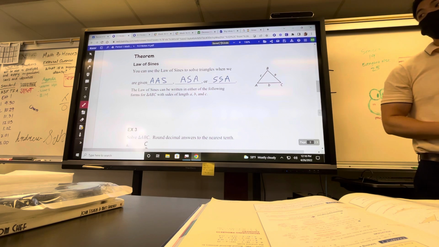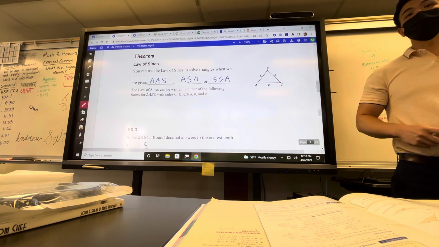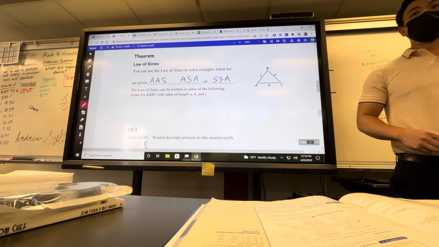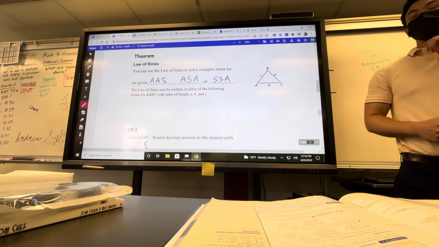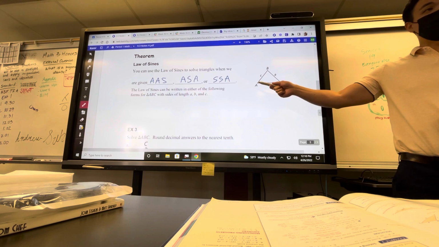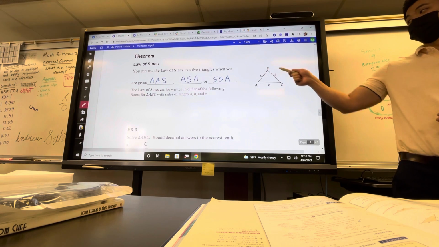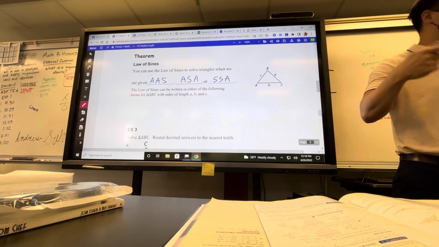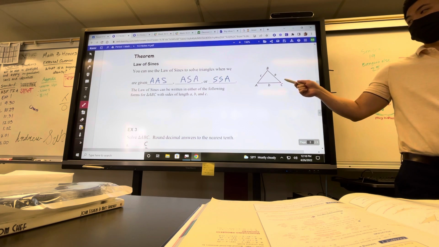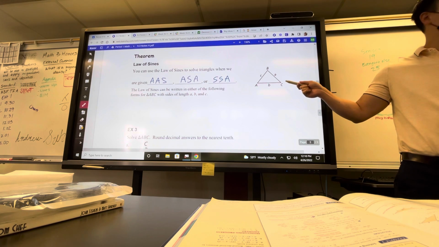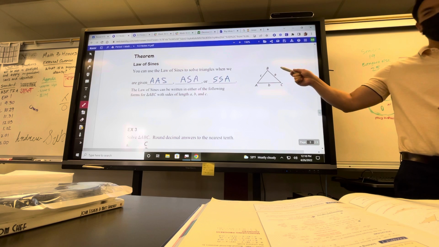So if it's angle, angle, side, it can be angle A, angle B, side A. So it'll be consecutive in that order. Or if I'm doing angle, side, angle, we can have angle B, side A, and angle C. Does that make sense? So angle, side, angle.